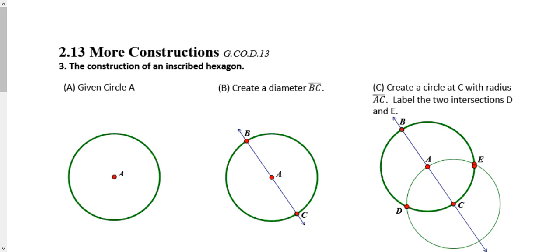What's the next one? How many sides does a hexagon have? 6. It's regular, so they're all congruent. Now, as you read through this, you'll see that it starts out a lot like your triangle. Put in a diameter.